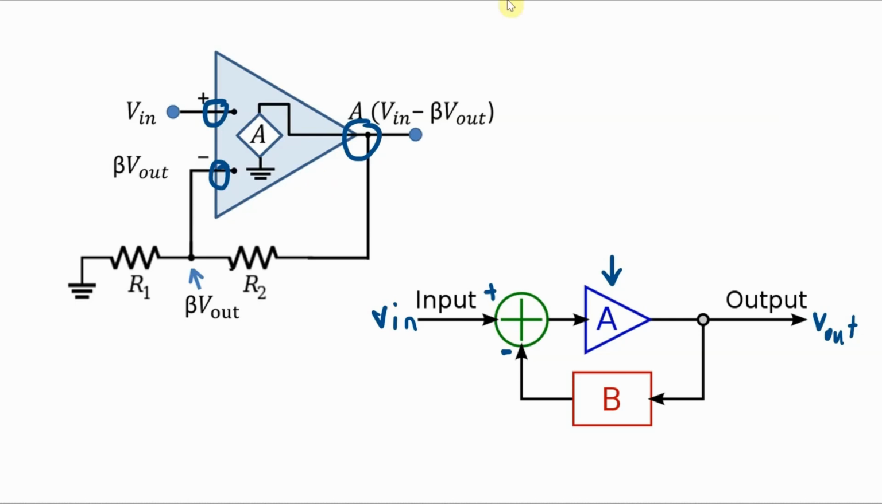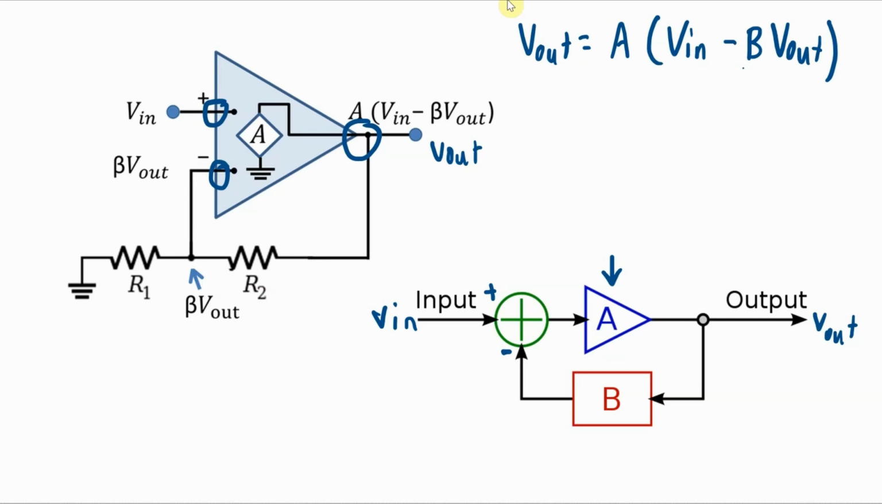So now let's solve this output, V out, in terms of V in, the A value for the amplifier, and the B value that's based on the feedback here. So this is V out. I'm going to use B instead of beta to represent what's down here in this control systems block diagram. And I want to solve for V out.